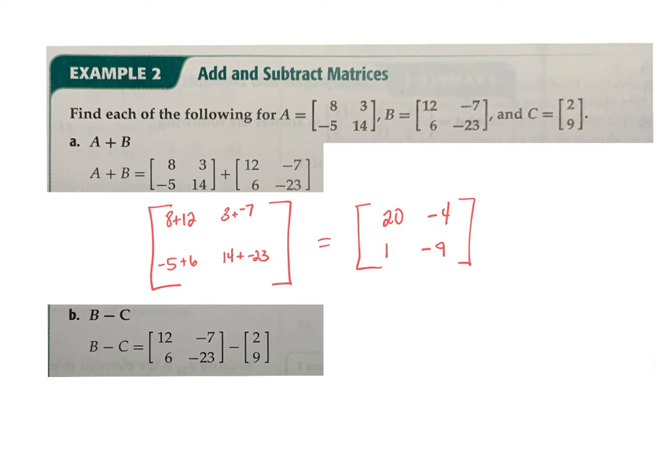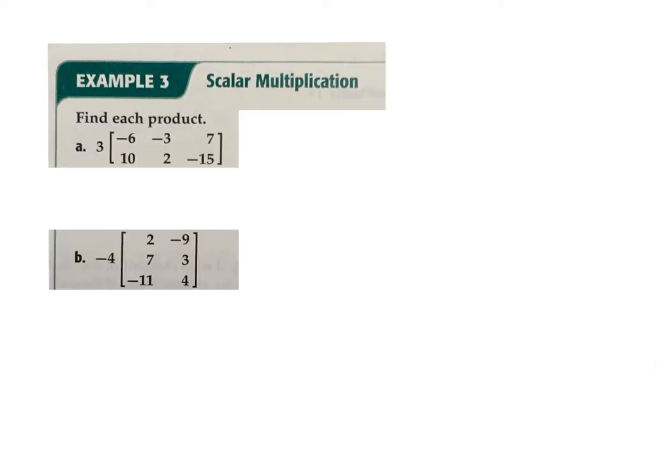Let's look at B. B wants me to say B minus C. What is the problem here? Yeah, so if I were to start doing this, I would say 12 minus 2, negative 7 minus what? There's nothing there. And so this one cannot be done. You can't subtract them, so you would have no solution here. There's no way to do this. It is, yep, no solution. You can't do it.